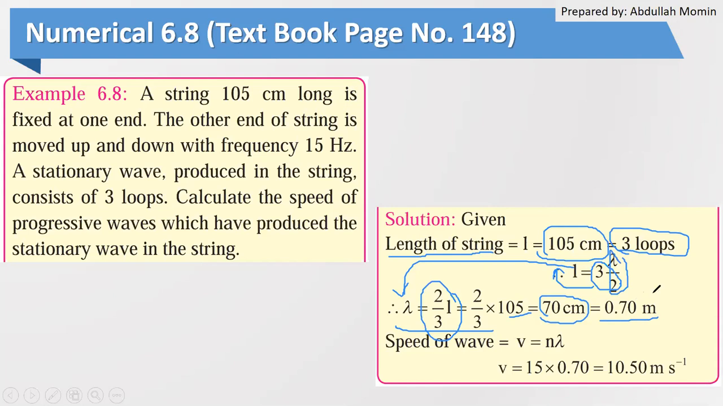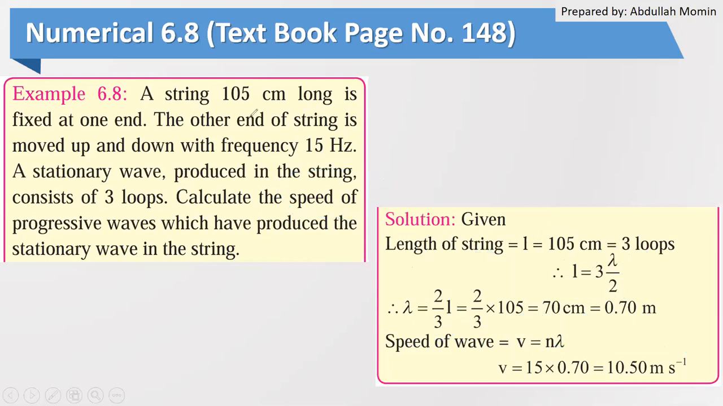But we are not supposed to calculate the lambda. We are supposed to calculate the speed of the progressive wave. And we know that speed is equal to frequency into wavelength. So frequency is 15 hertz, wavelength is 0.7 meter. So we will get speed as 10.50 meter per second. So this is your numerical 6.8.